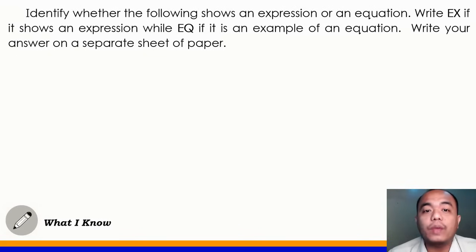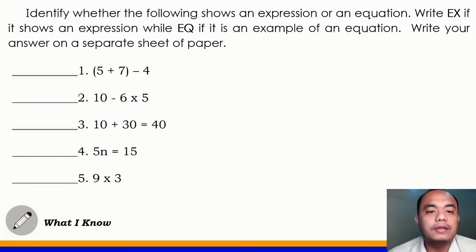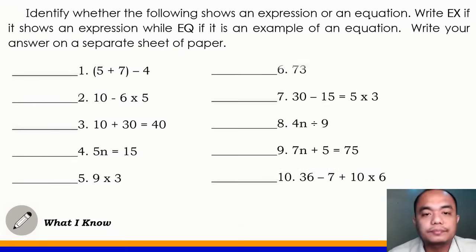Identify whether the following shows an expression or an equation. Write EX if it shows an expression, while EQ if it is an example of an equation. Write your answer on a separate sheet of paper. Are you ready? Now let's have number 1. 5 plus 7 minus 4 is an example of?